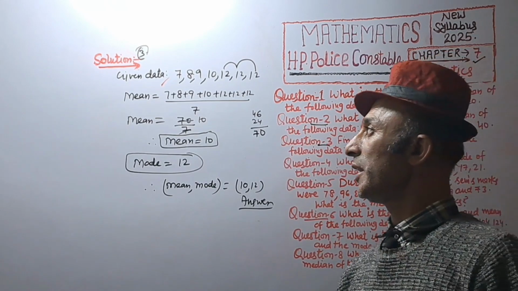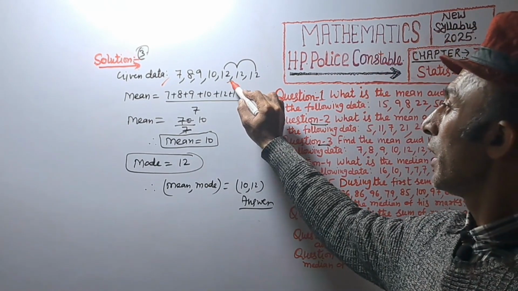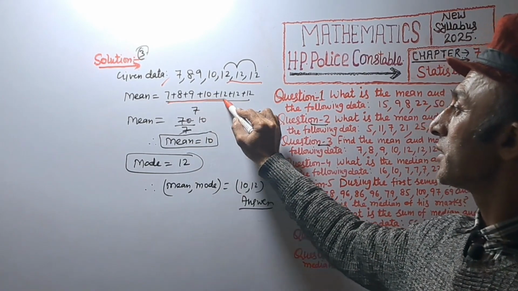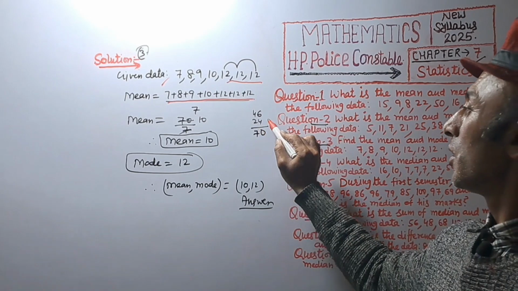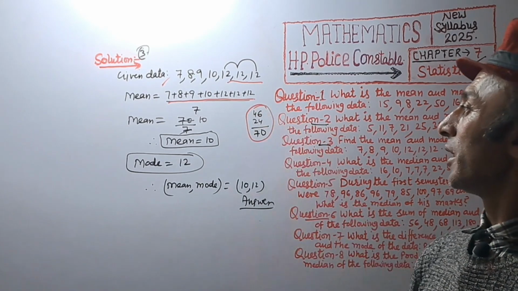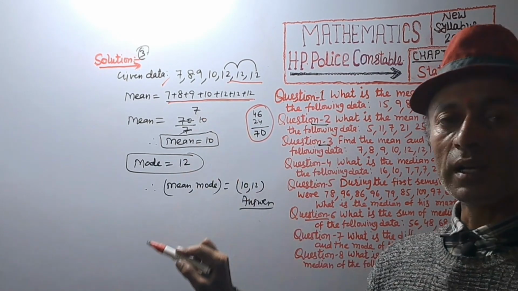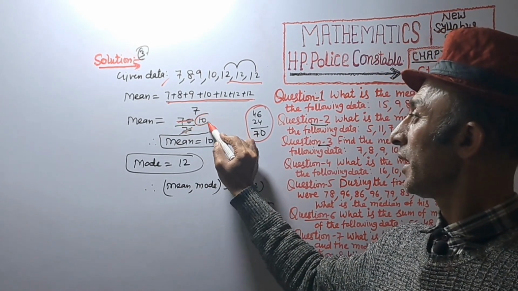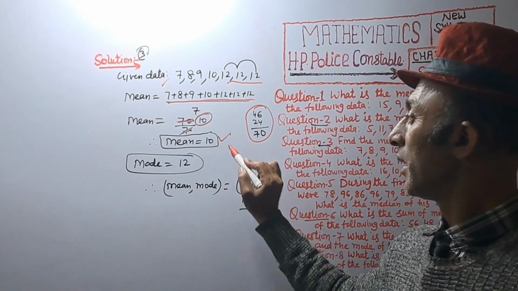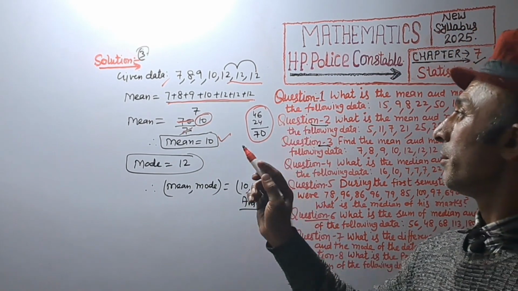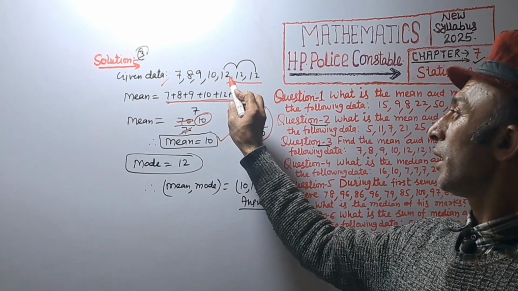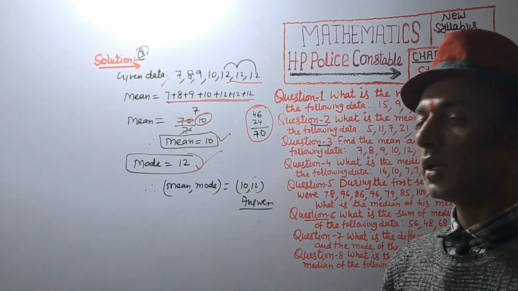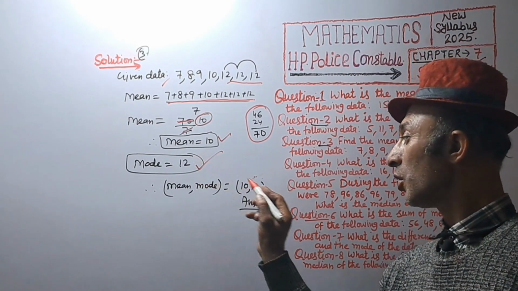Given data is 7, 8, 9, 10, 12, 12, 12. Mean is the sum of the numbers, that is 70. And total number is 7. 70 divided by 7, we get mean equal to 10. And mode, the number occurring maximum times, 12. 12 is 1, 2, 3, 3 times, that is maximum time. So mean and mode equal to 10, 12.